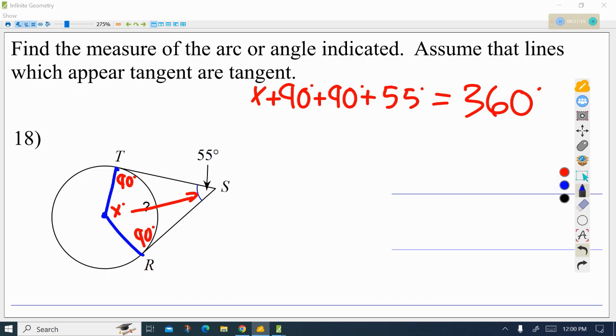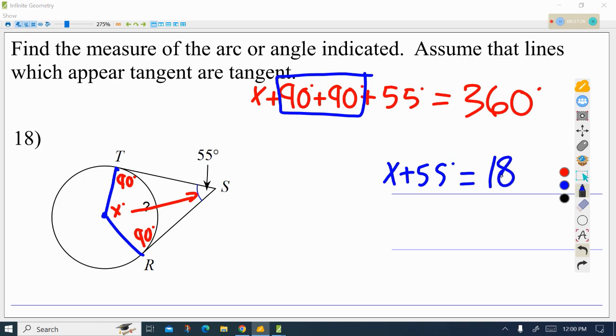But we also notice that since these will always add up to 180, if I just subtract 180 from both sides, 360 minus 180 is 180. So I think a faster way to do the problem would be to realize that x and 55, these two angles, have to be supplementary. And so we just have to realize what has to go on the other side is 125.